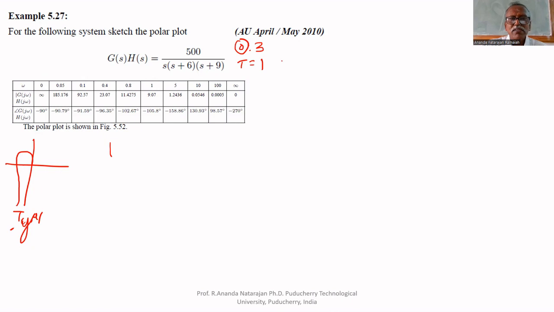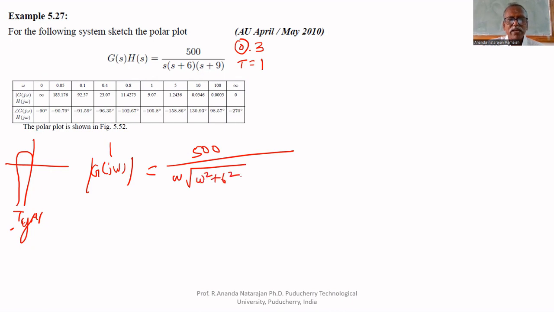So what is the modulus of G of j omega? Modulus of G of j omega equals 500 upon omega, square root of omega square plus 6 square, that is 36, square root of omega square plus 81. No need to convert it to time constant form.